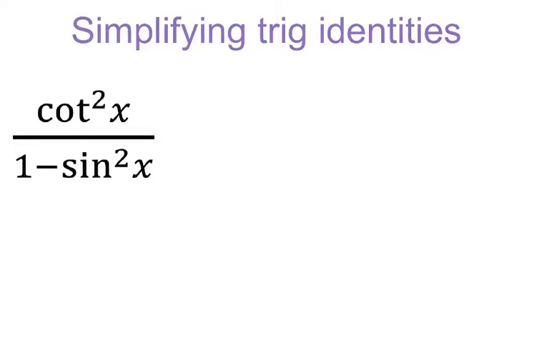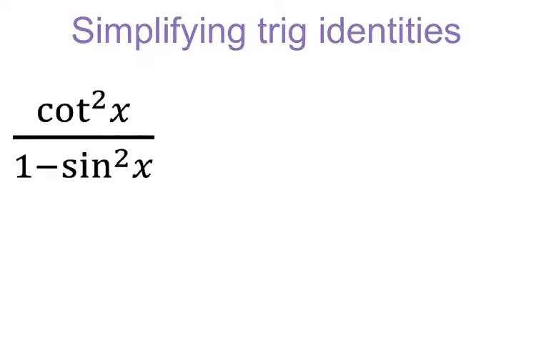All right, so I have three examples to show you in this video. So we're simplifying trig identities. You want to keep your note card with your Pythagorean identities and your reciprocal identities and quotient identities available if you're just learning this topic.